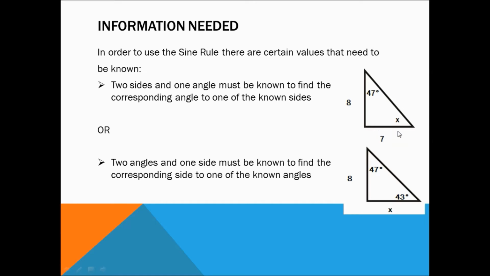Or you need to know two angles, like here in this example, we know two angles, 47 degrees and 43 degrees. And then we also need to know one side, so the 8 here. And so you can use this information to find this x value here that corresponds to this angle here. So that information must be known in order for the sine rule to be useful.